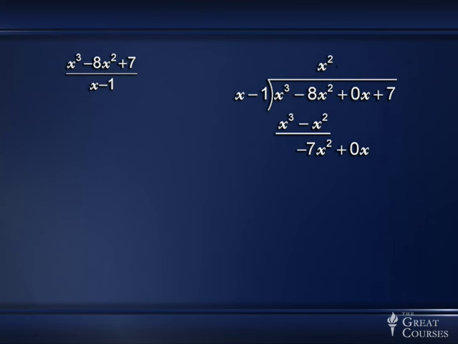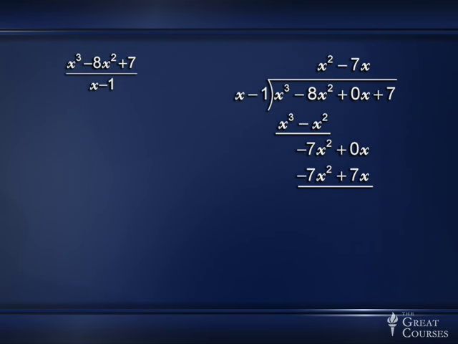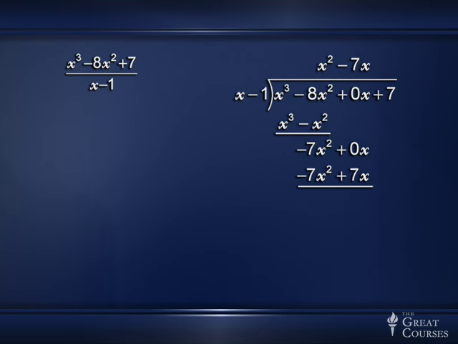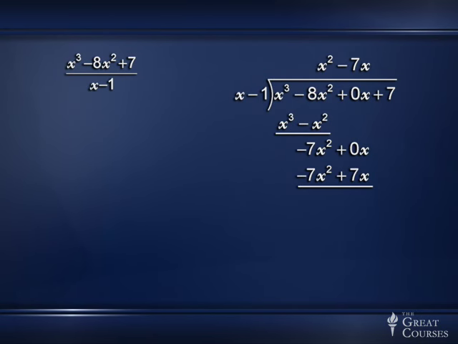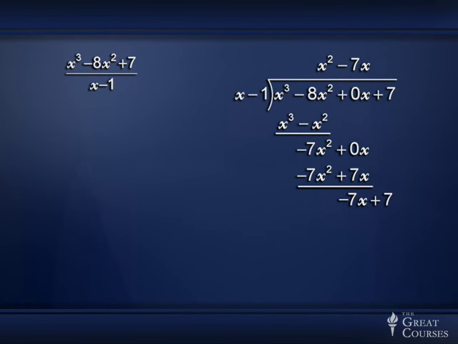Again, only focusing on the x going into the negative 7x squared. So I put a minus 7x on top. Multiplying by that minus 7x gives me negative 7x squared plus 7x when I multiply the negative 7x times an x minus 1. Subtraction, again, remembering to distribute the minus sign, gives me negative 7x, drop the 7.